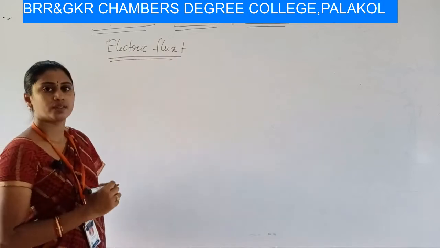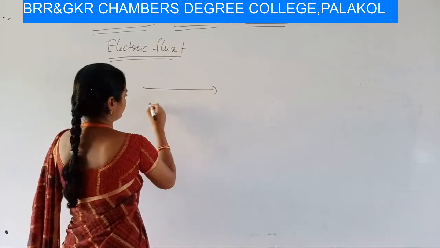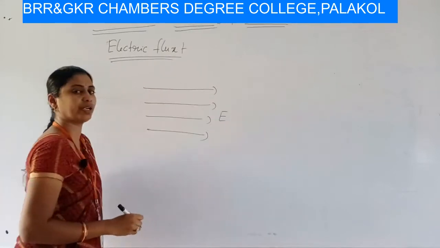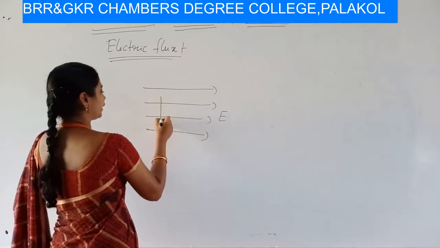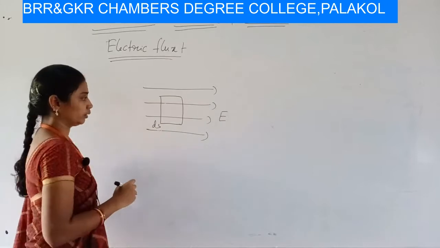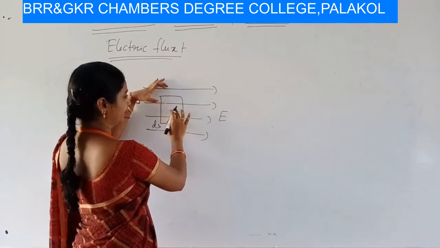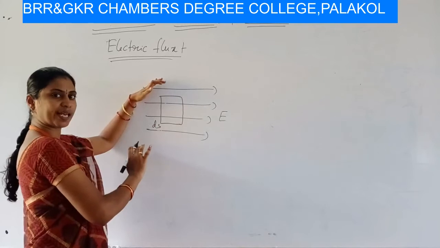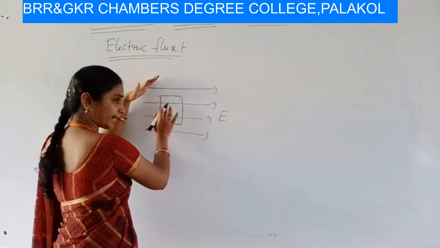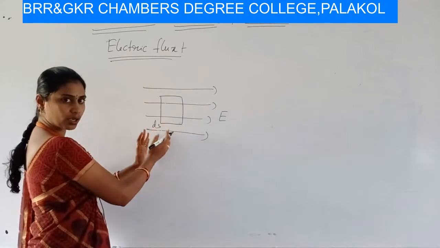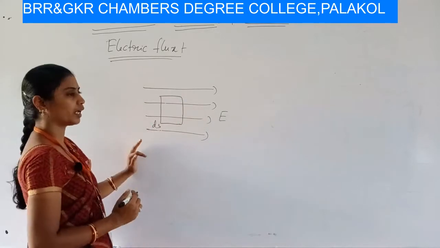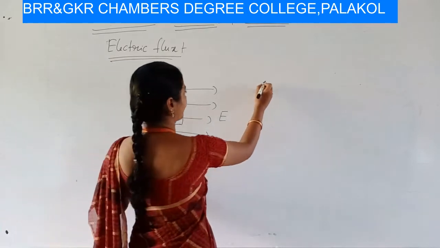Here we consider an electric field. In this electric field, we treat a small unit closed area as ds. Then the number of electric lines passing through this unit cross-sectional area normally is said to be electric flux. Here the electric flux is indicated with the letter phi E.